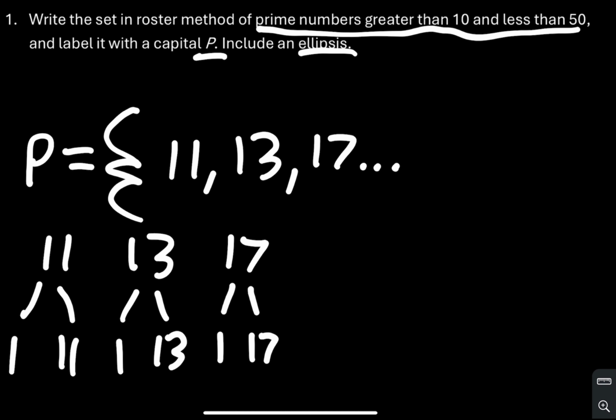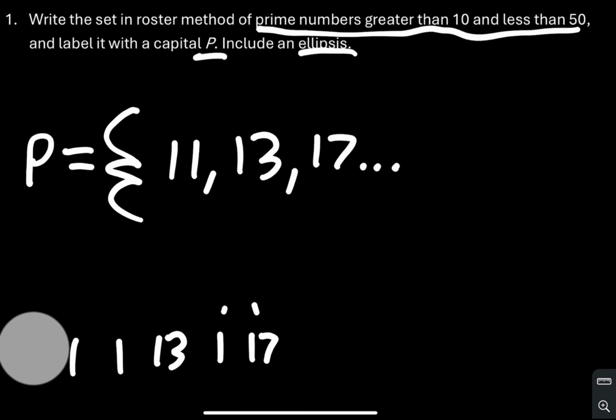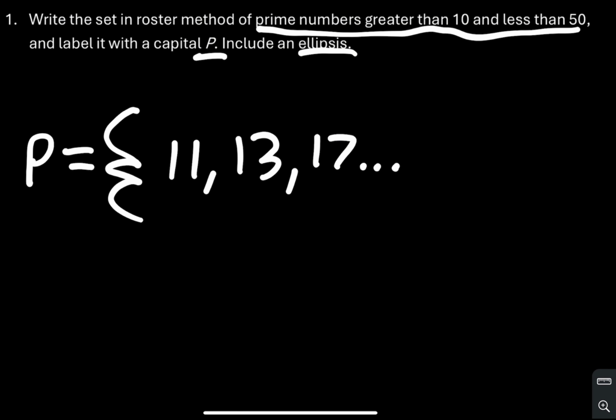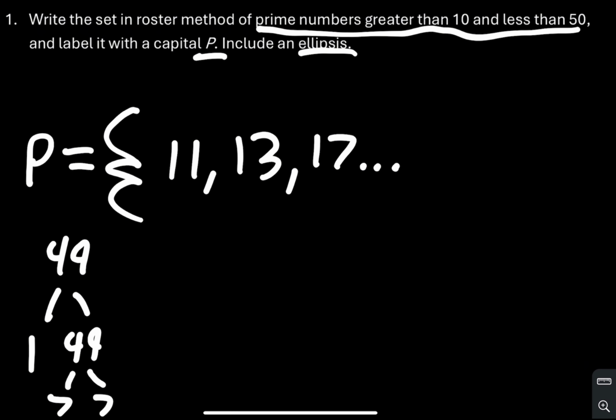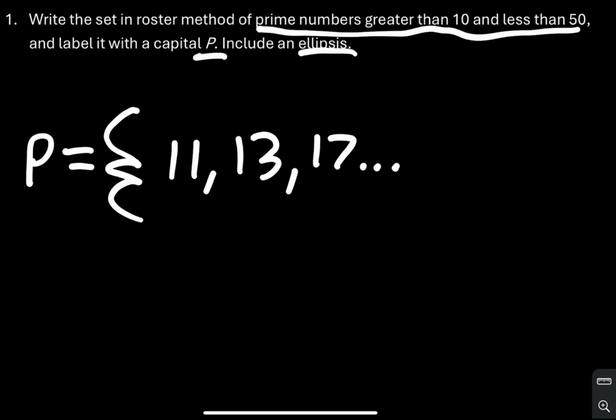Now we need to find the last number of the set. Instead of starting from the number after 10 in our set, we're going to start from the number before 50. So in that case, it would be 49. So let's see if 49 is a prime number. So 49, we have 1 and the number itself. But 49 you can factor into 7 times 7. So 49 is not a prime number.